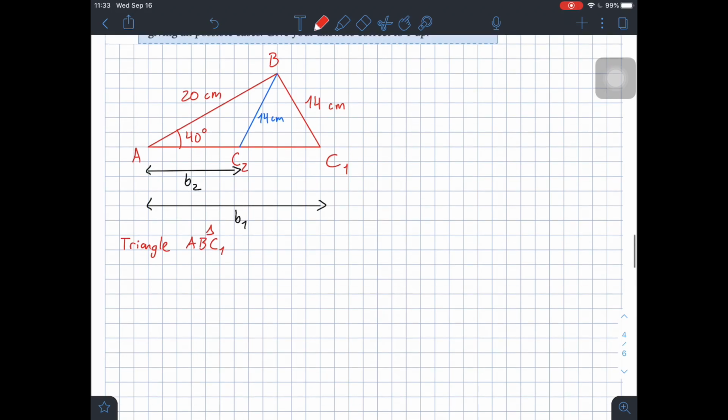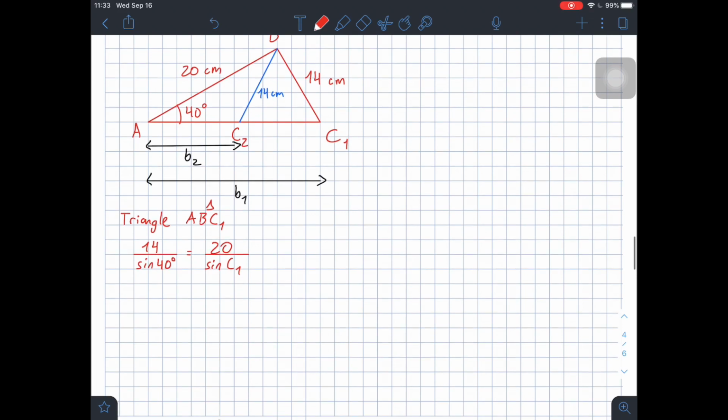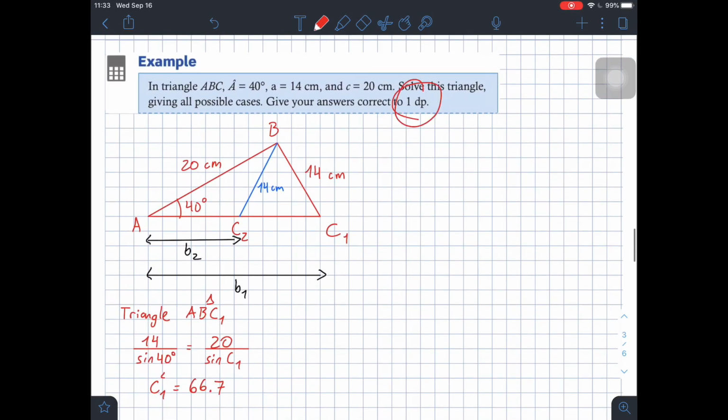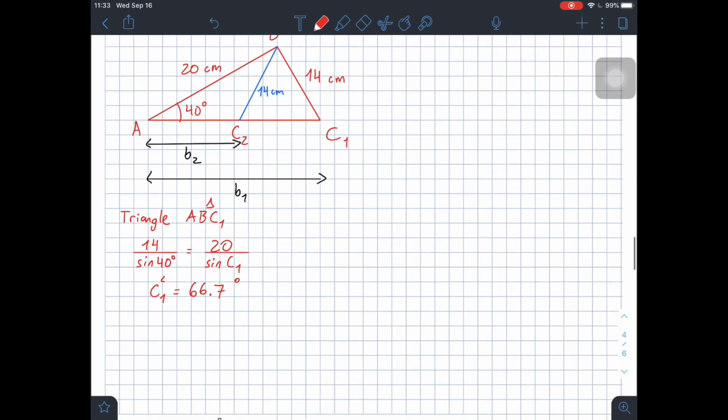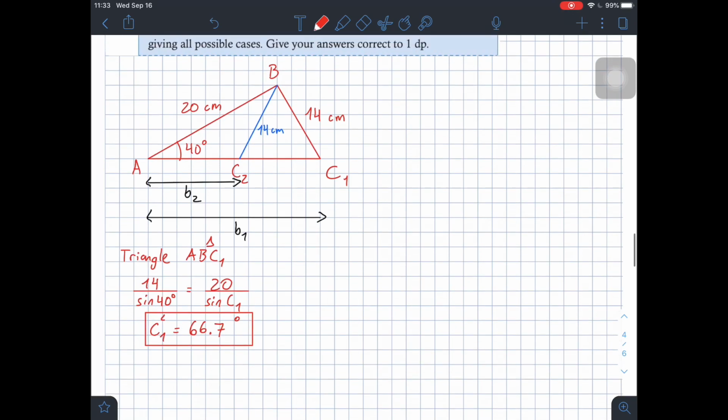We would say that, for example, 14 is to sine of 40 degrees as 20 is to sine of angle C1. So if I solve this, we're going to get angle C1. If you do this in the calculator, you should get a value of 66.7. We're going to round this to 1 decimal place, okay? So there we have one answer for solving the first triangle.